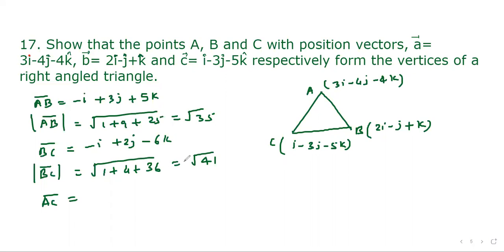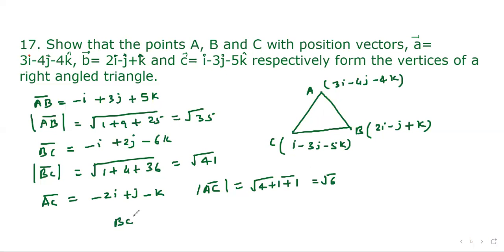So AC means C minus A. So i minus 3i, that is minus 2i, then minus 3j plus 4j will give j, and then minus 5k plus 4k will give minus k. So we find AC modulus, and that will be root of 4 plus 1 plus 1, that is root 6.